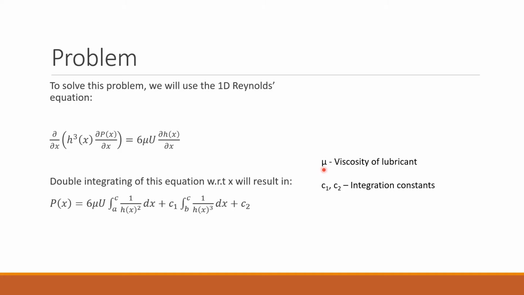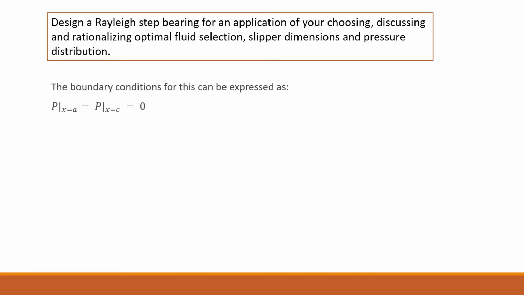So as I've mentioned, this symbol here is the viscosity of the lubricant, and C1 and C2 are integration constants derived from this equation here. The boundary conditions can be expressed as follows. P at x equal to A, or PA, is equal to P at x equal to C, which are both equal to 0.